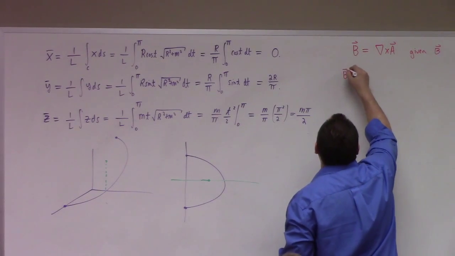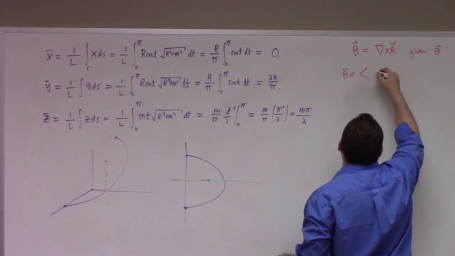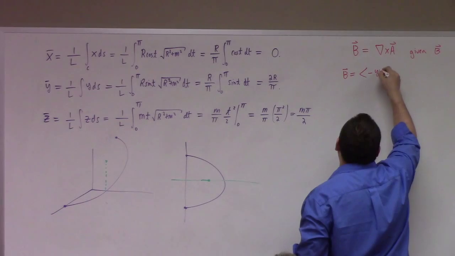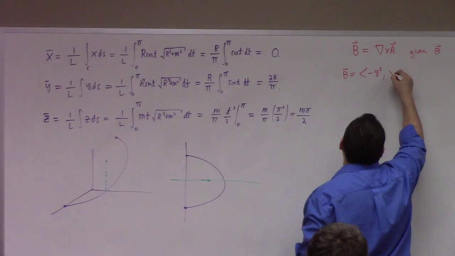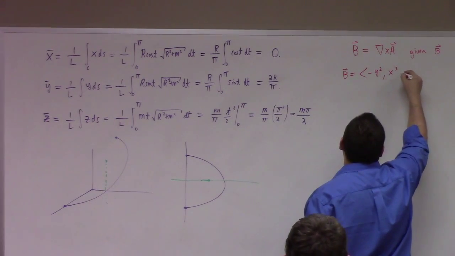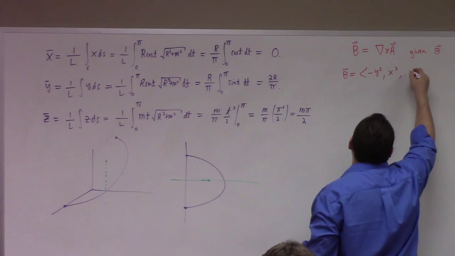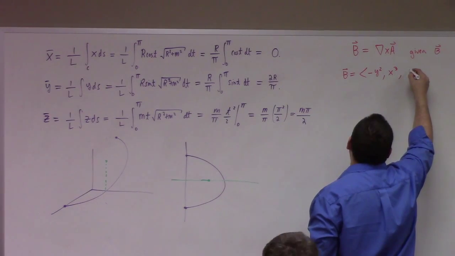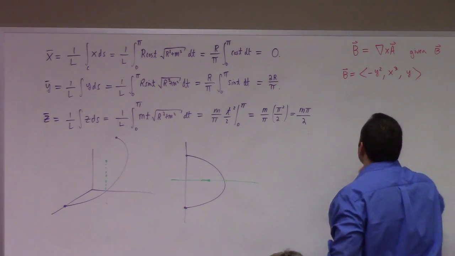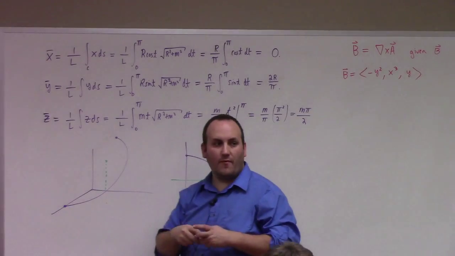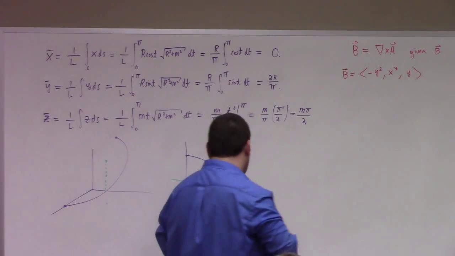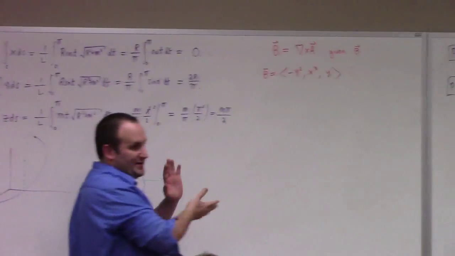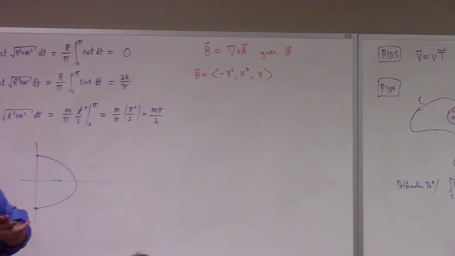Let's suppose B is equal to minus y squared, x cubed, z. Well, I don't want to put a z there. Let's put a y there. Okay, so hopefully that makes sense. I'm not entirely sure this problem makes sense yet.